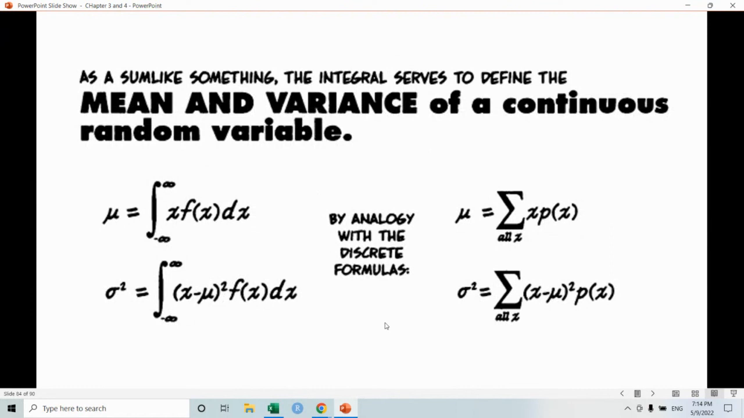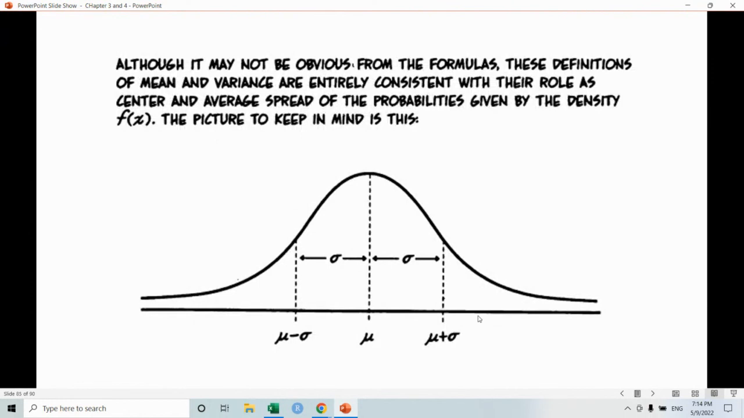So as with a sum, the integral serves to define the mean and variance of a continuous random variable. So the mean is the integral from negative infinity to infinity of x times f of x dx. But by analogy with the discrete formula, we can see it's x times the probability of x. Same thing with the variance. Although it may not be obvious from the formulas, these definitions of mean and variance are entirely consistent with their role as center and average spread of the probabilities given by the density function. So the picture to keep in mind is if we had a normal curve with some mean and we had one standard deviation in either direction, the mean minus one standard deviation or the mean plus one standard deviation.